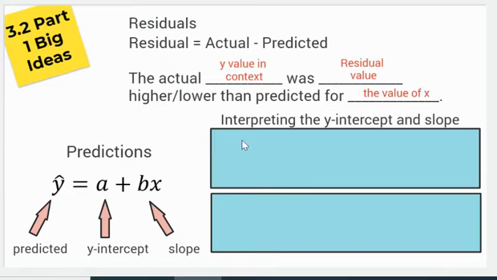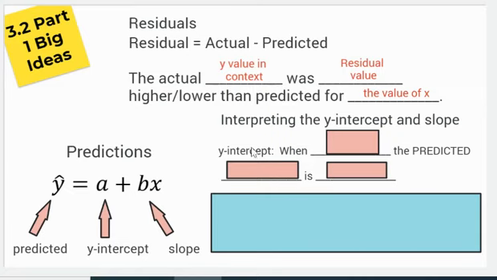The last big idea that we're going to be looking at is interpreting the y-intercept and interpreting the slope. This absolutely is something that you're going to be asked to do, not only on tests for me, but also on the AP test. It shows up almost every AP test. So let's start off with the y-intercept. How do we describe or interpret the y-intercept?